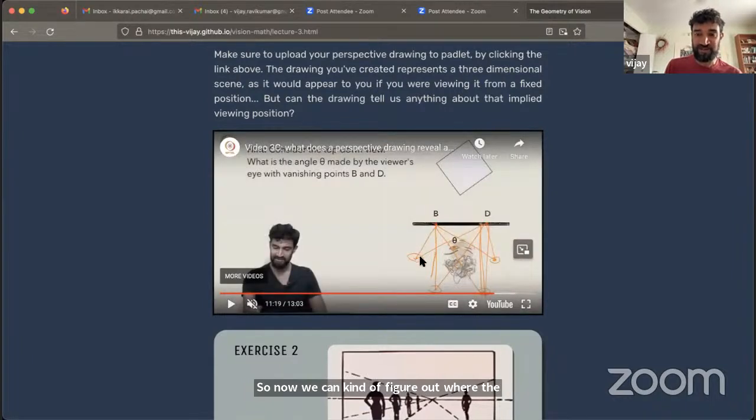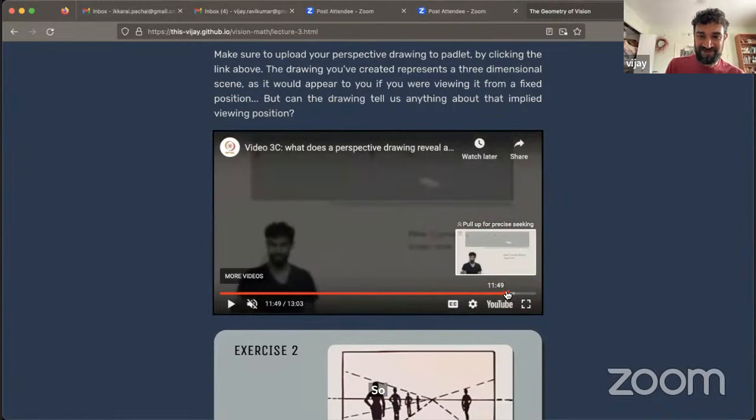Wherever the viewer is sitting, there are many possible places, but we know that the angle the viewer's eye makes when we connect it to B and to D, in other words, when we draw the angle B, O, D, we need to get a right angle. So this is where this reasoning comes from.